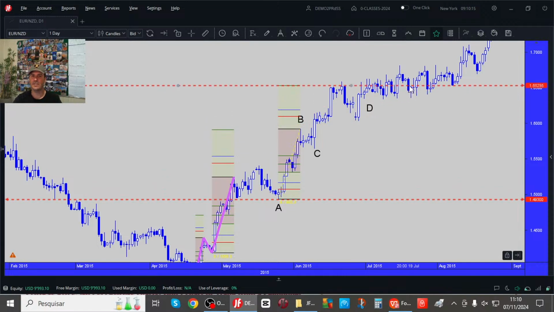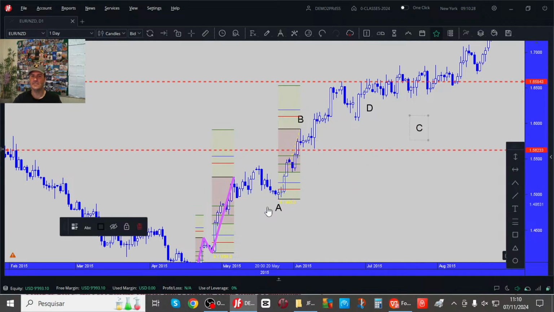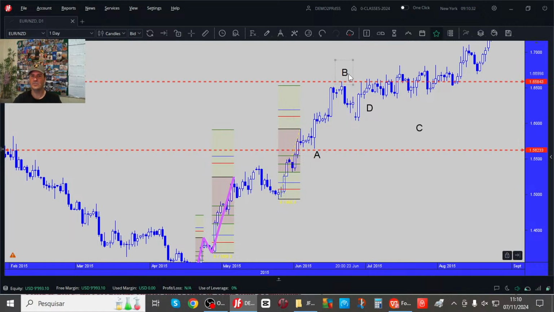Vertical line, horizontal line, horizontal line. Let's see which one hit the... Alright, very good. So that's the D, right? A, B, C, D. A goes to C, B goes to D, Fibonacci retracement tool one more time.